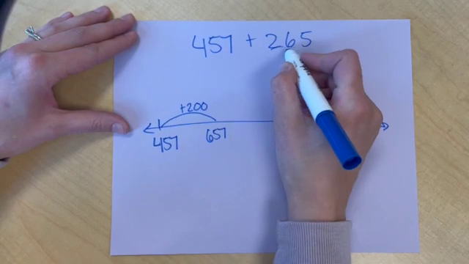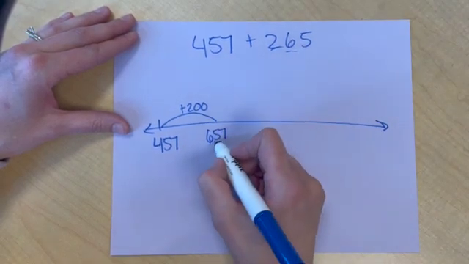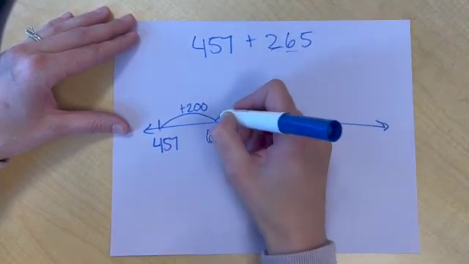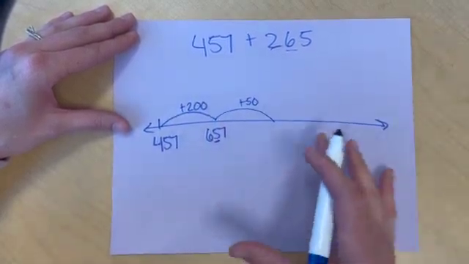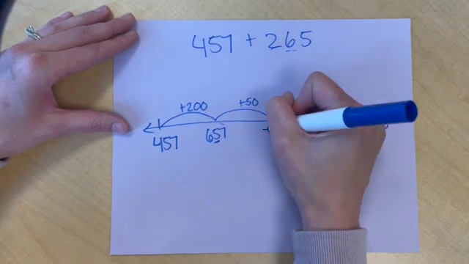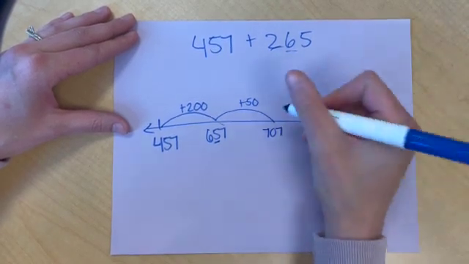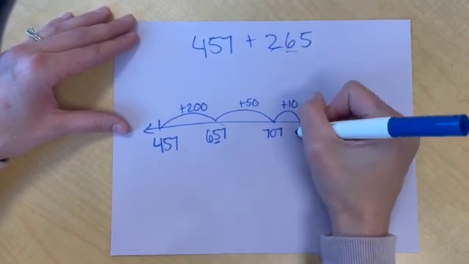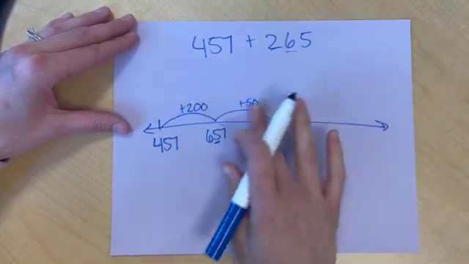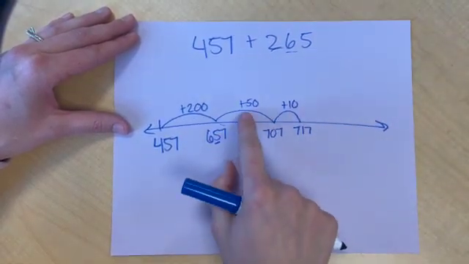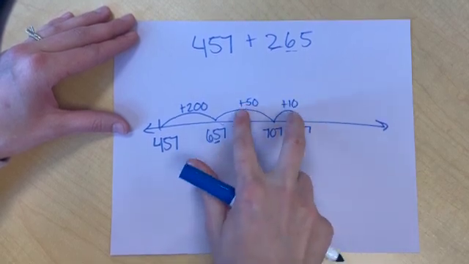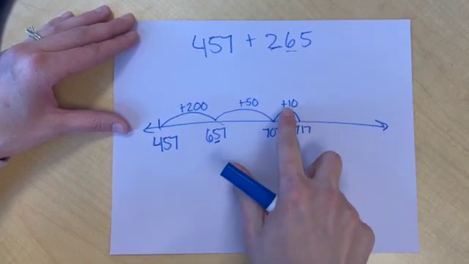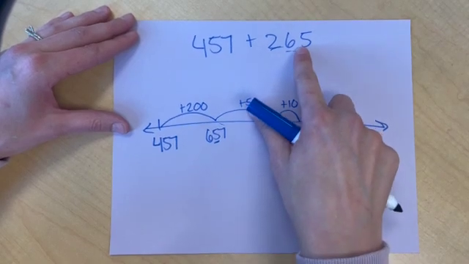Then I'm going to go ahead and do my tens. But what I notice is I have a 50 here. I know that to get a nice even number, I can jump 50 more to get to 707 and then add the other 10. It's just faster for my brain to do 50 plus 50 than it is to do 50 plus 60. So here's your 60 right here. I just split it up. And then I'm going to add my 5 ones.